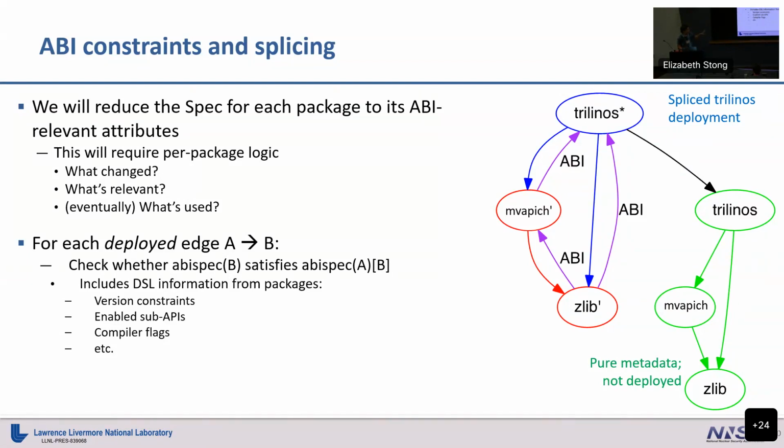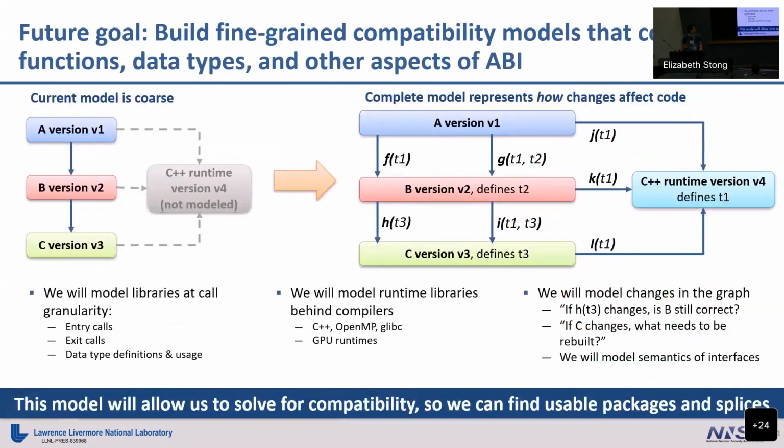All of what I've talked about is package-level ABI. But we also want to model function-level ABI, because not everything in your ABI is necessarily exposed to your dependents, and even less maybe to their dependents. So we've got a model here of package A depends on B, depends on C. They all use the C++ runtime, which maybe isn't part of the model. And that's how we're modeling compatibility.